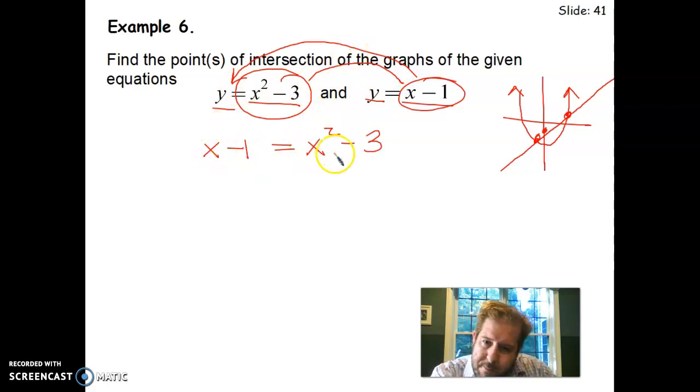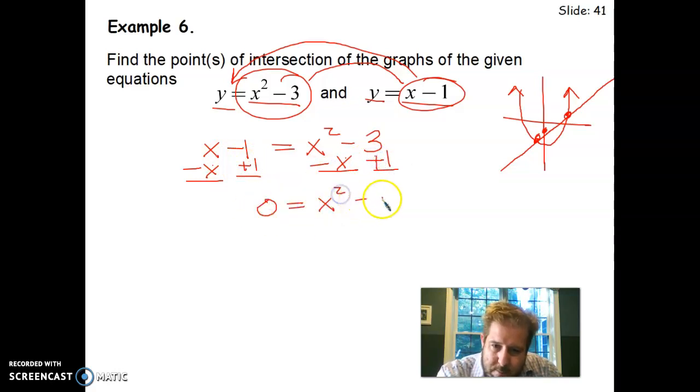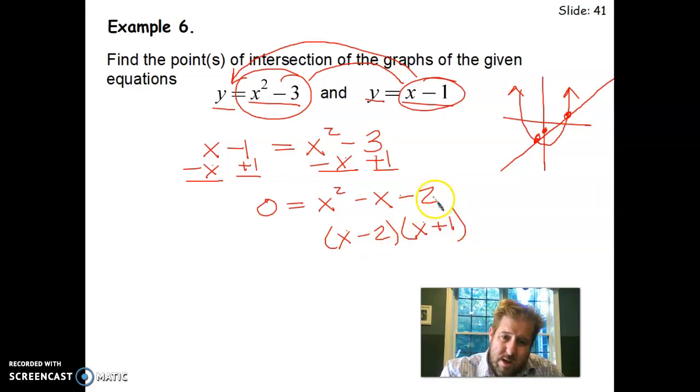Now, first thing I want to do is set this up by getting everything on one side. It's quadratic. It's easier to leave the x squared on the right. So I'm going to subtract x from both sides and add 1 to both sides, and that's going to give me 0 equals x squared minus x. Negative 3 plus 1 is negative 2. Now I'm going to ask myself, is this factorable? So I believe it is. So it's x minus 2 times x plus 1, because negative 2 times 1 is negative 2, and negative 2 plus 1 is negative 1.